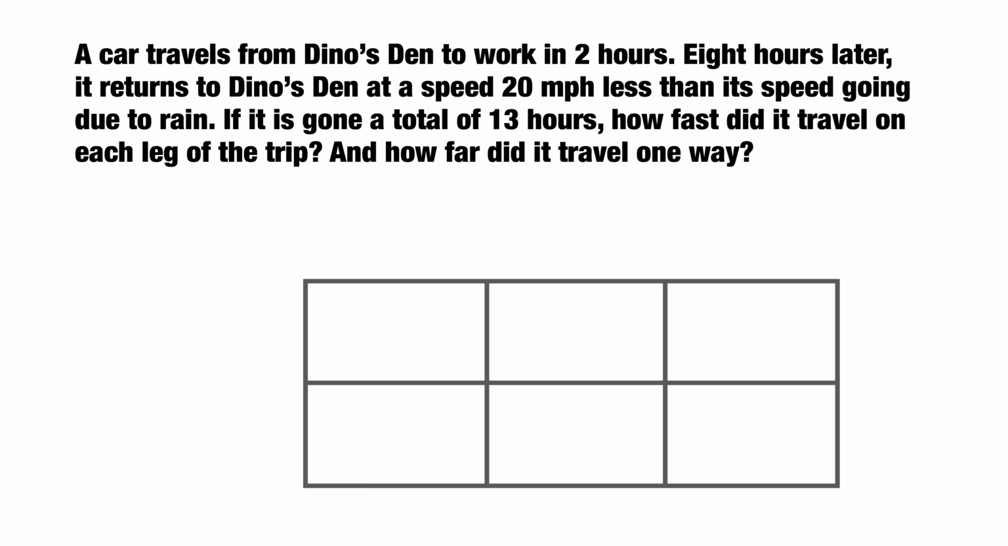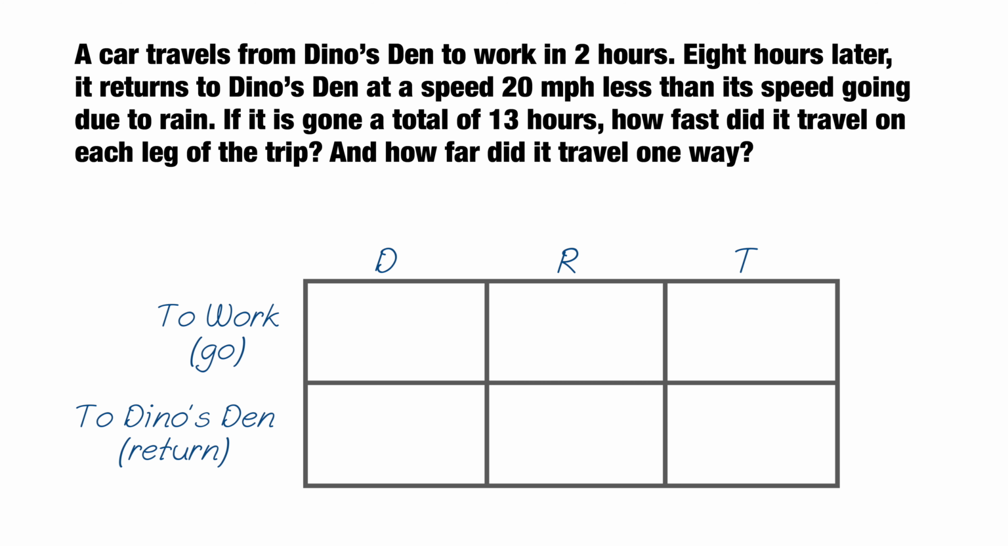First, we always want to set up a table with 3 columns and 2 rows. Then, label the top D for distance, R for rate, and T for time. And for this problem, you would want to label the rows work or go, and Dino's den or return, on the side. Now we fill in the appropriate information.